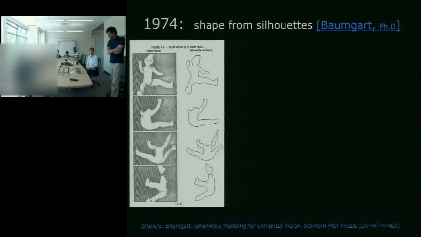All right. So another really amazing result from the 70s. This is Bruce Baumgart's PhD thesis from 1974, and he was the first to do shape from silhouettes. The idea is that you have some scene and you have a set of photos, and you're somehow able to extract the silhouette of the object, the boundary of the object, separating the foreground from the background.